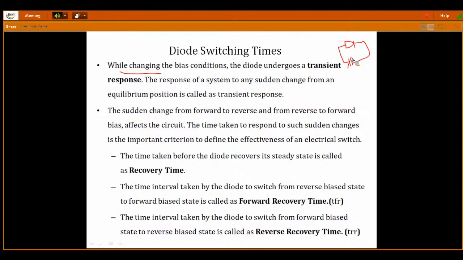Now, what is on and off? An ideal switch is on and off. It has two states. Now, if you are using the diode as a switch, how it is switching from on to off to on, that only we are studying.